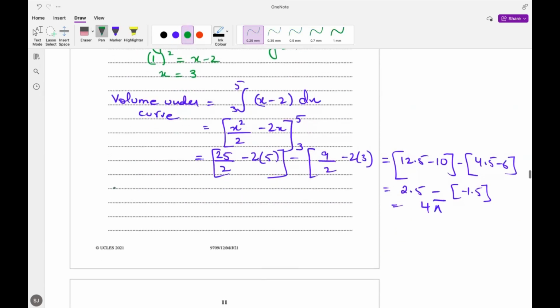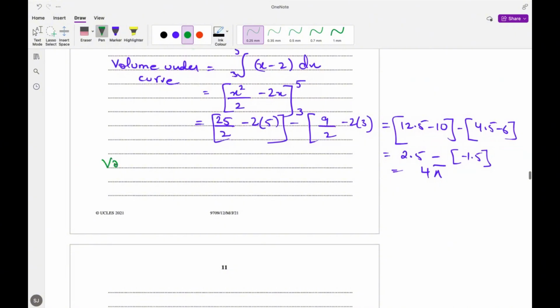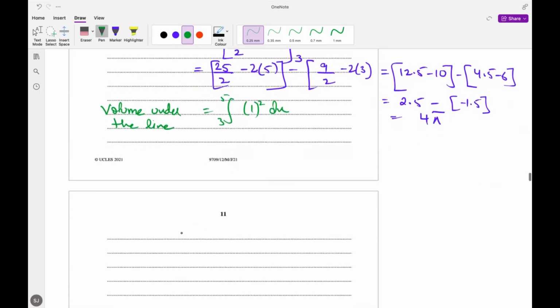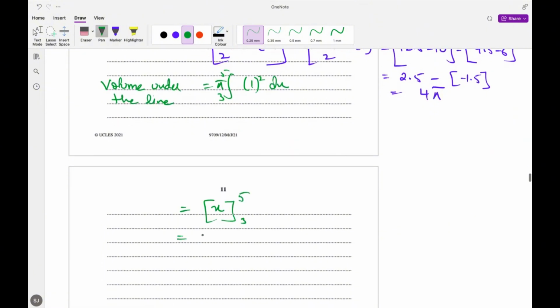Now for the volume under the line, the equation of the line is y equals 1. So we'll write it as 1 whole squared dx and the limits are again 5 and 3. Integrating 1, we will get x, and now we'll have to apply the limits, and we'll also have to add a pi to the answer. So applying the limits 5 and 3, we will get 5 minus 3. So this will be 2, and we'll add pi to the final answer. So this will become 2 pi.